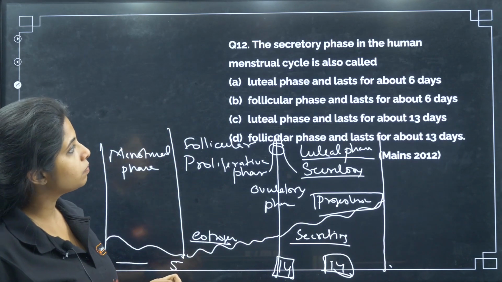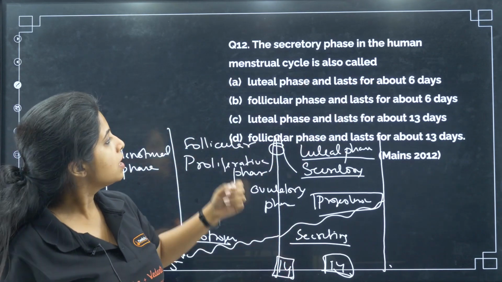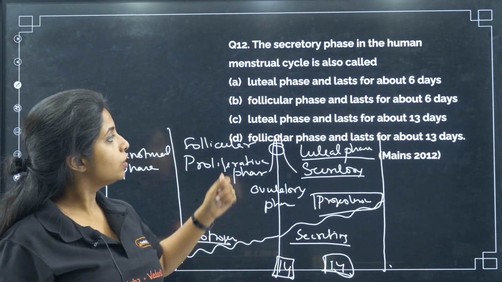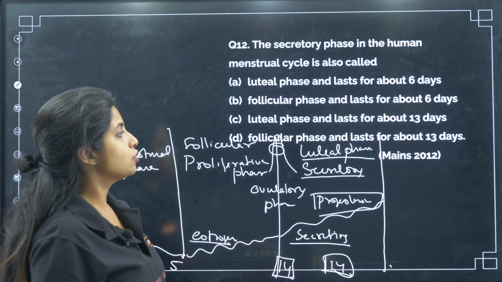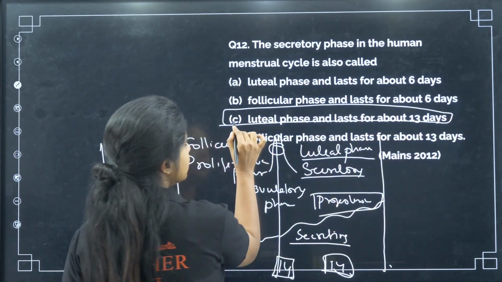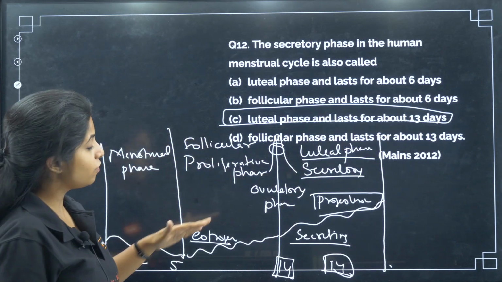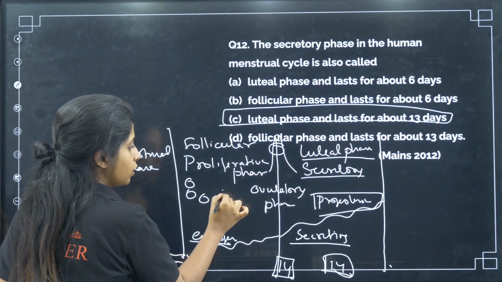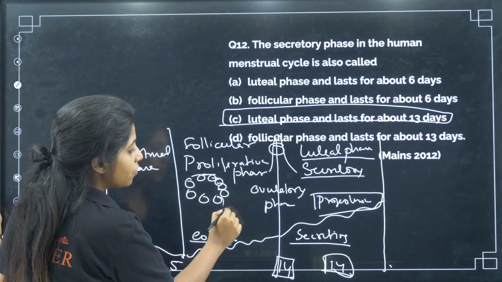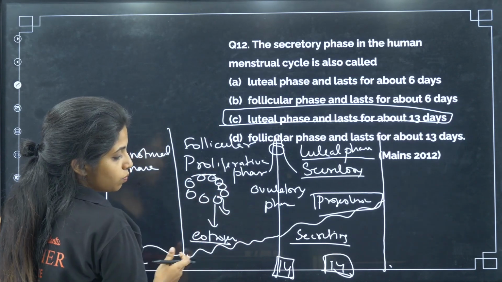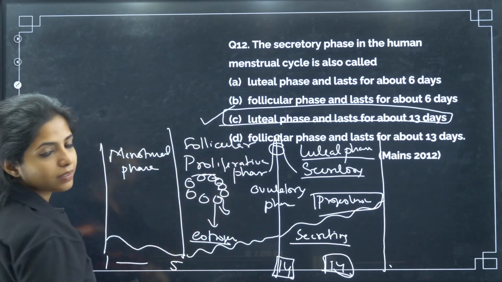So, the secretory phase in the human menstrual cycle is also called the luteal phase and lasts for about 6 days? No. Follicular phase and lasts for about 6 days? No. Luteal phase and lasts for about 13 days. Yeah, almost. I told you, it's not an exact number. Follicular phase and lasts for about 13 days? No. The follicular phase is the proliferative phase. Always remember, when follicles are generating, when the primary follicle turns into secondary and tertiary, the granular cells around it release the hormone estrogen, which makes things build up over here. So your answer should be C.